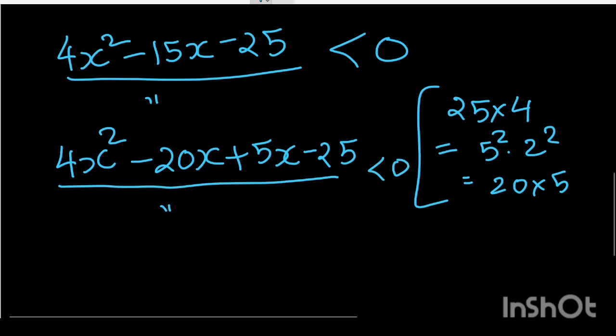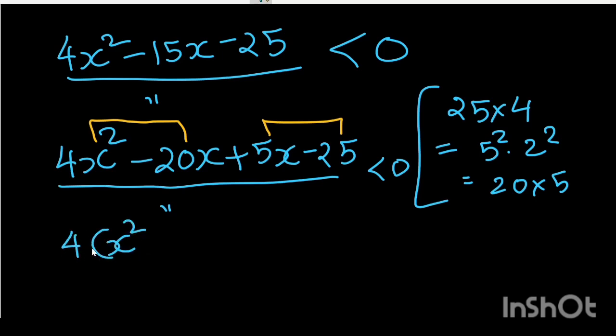And now we will take what, guys? We will take common from first and second, third and fourth terms. So after taking common, what we will take common from the first two? Yes, 4 we will take common. So we are left with inside what? x square.